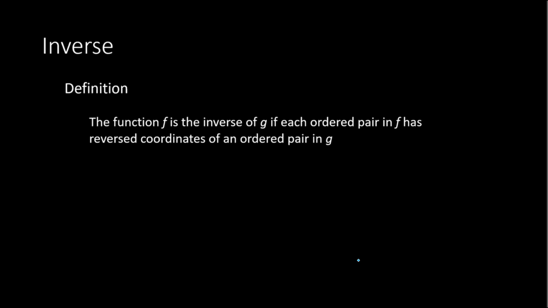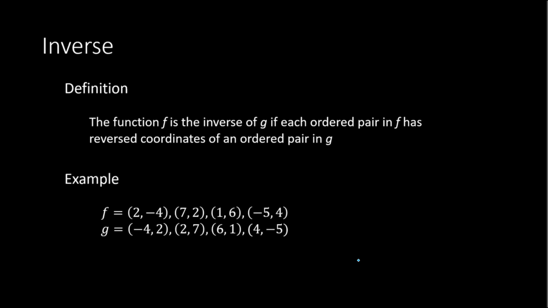What that means is, for example, let's say we have our function f right here, which is a set of ordered pairs. So each x is paired with only one y value. While the inverse is seen right here in g, where we switch each x and y value.